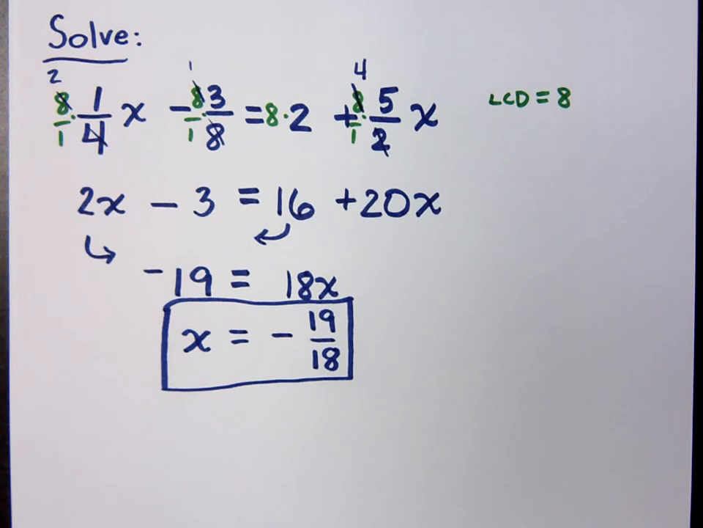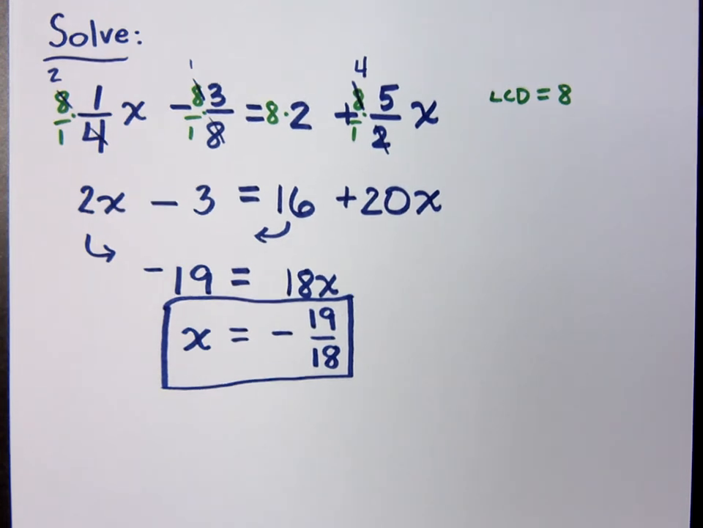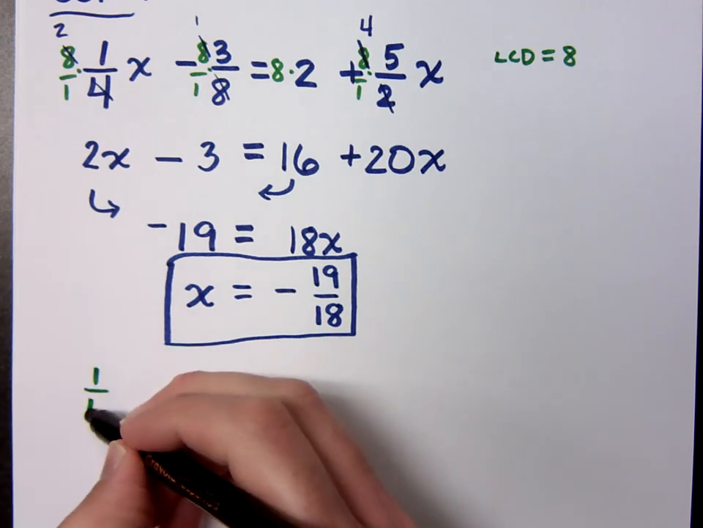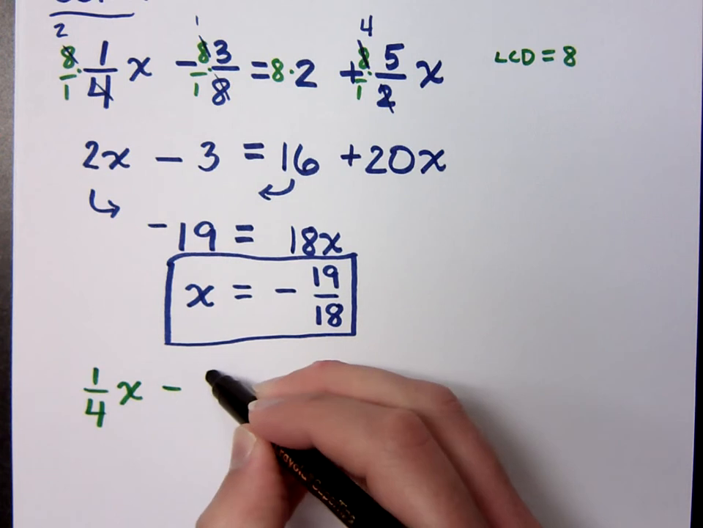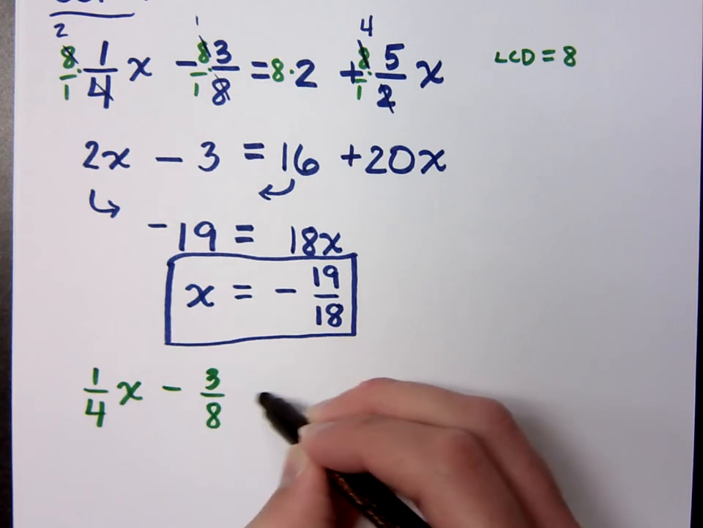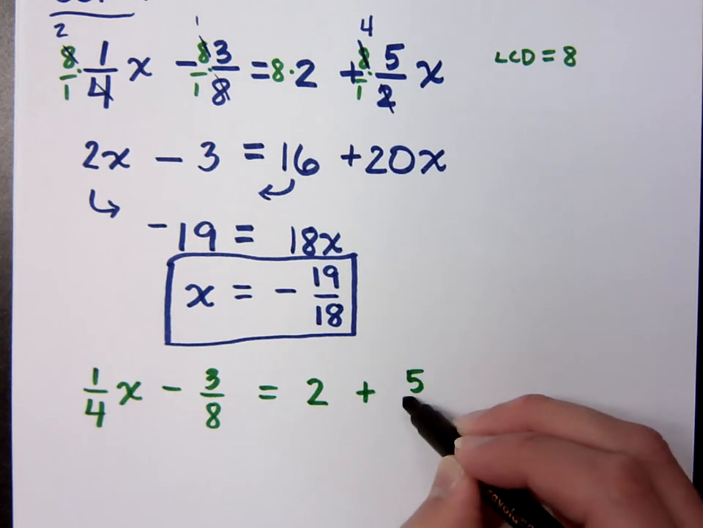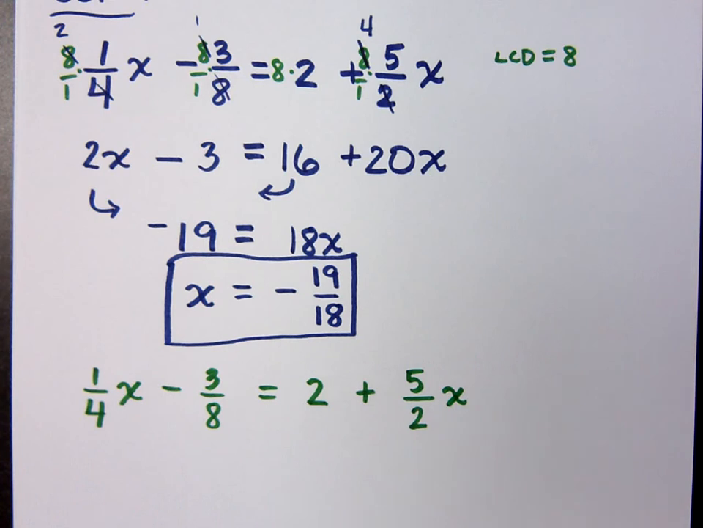Now that's not the only way of doing this. There are two ways for clearing fractions. This is just one way, and I want to show you both ways so that when I give you a more complicated looking equation, you pick the way that works best for you. Okay, so let's redo this guy. 1/4 x minus 3/8 is equal to 2 plus 5/2 x.